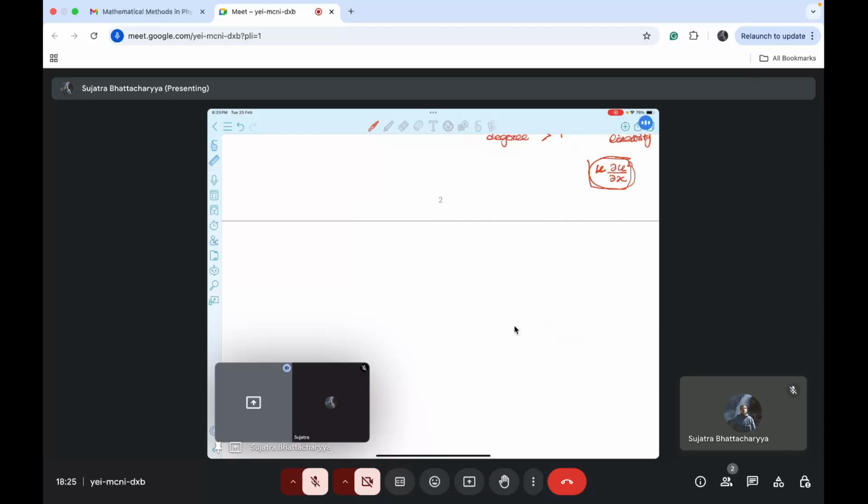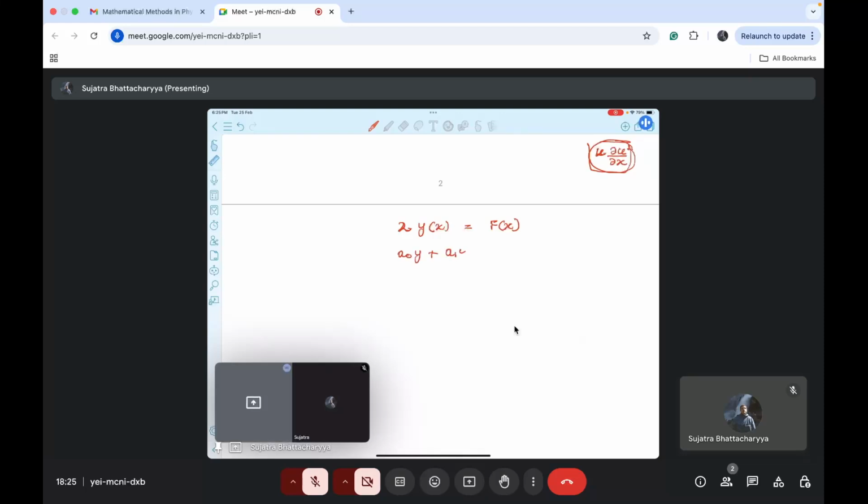Fine. Let's go one step forward. So you have a linear differential equation. Suppose this is a linear differential operator, and y of x is suppose f of x. Alright. So we can write this as a0 y plus a1 y', the derivative, plus a2 y'', and so on up to any term we don't know, and this is equal to b.